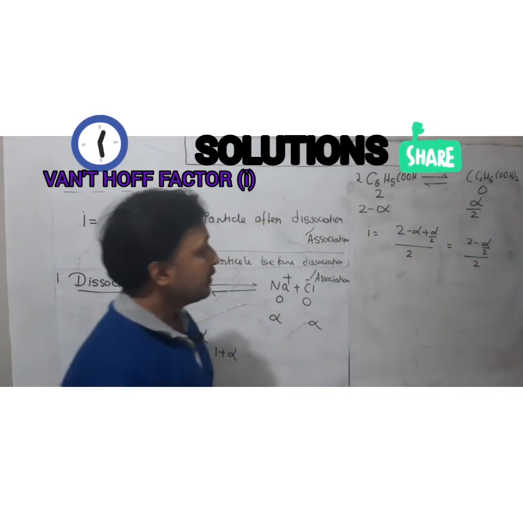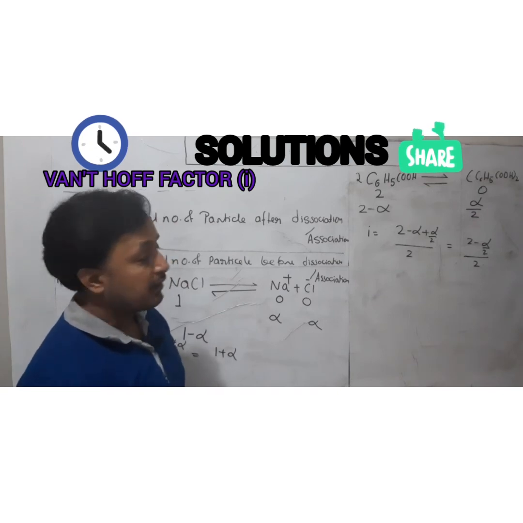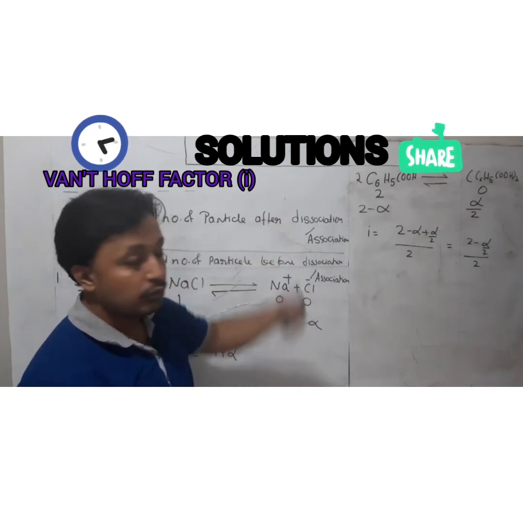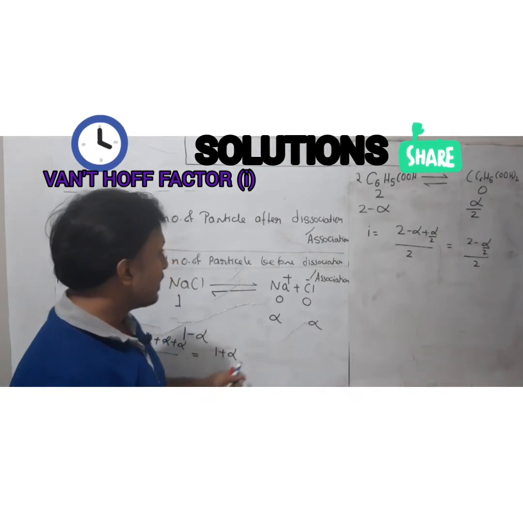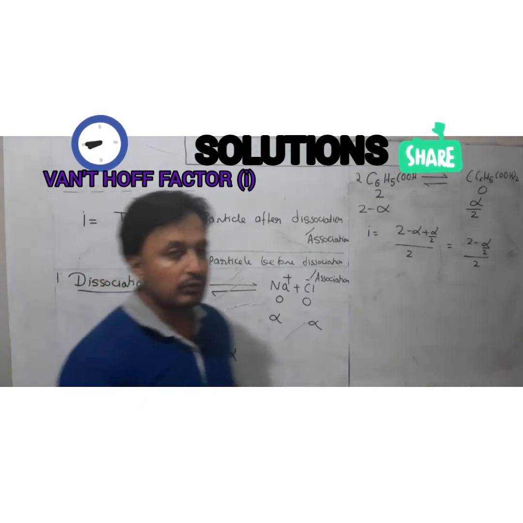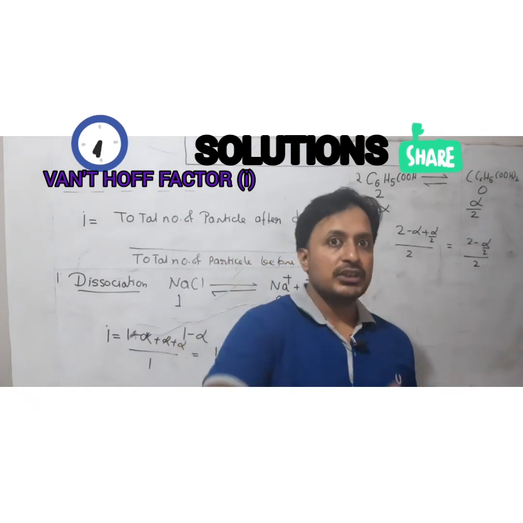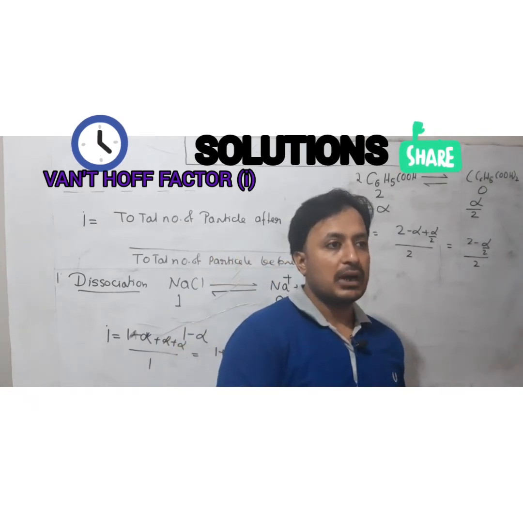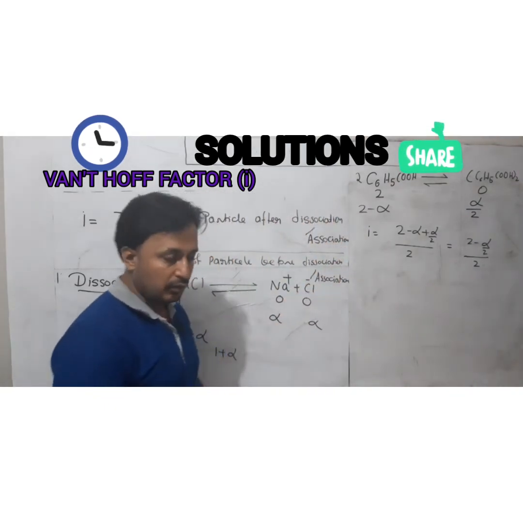So like that you can calculate the value of the Van't Hoff factor in the case of association. This is just an example. So that is how you can calculate the value of the Van't Hoff factor using association and dissociation. You have to see in the numerical, because generally it is going to come in numerical, whether the case of association or dissociation is there. So accordingly you will be using the things.